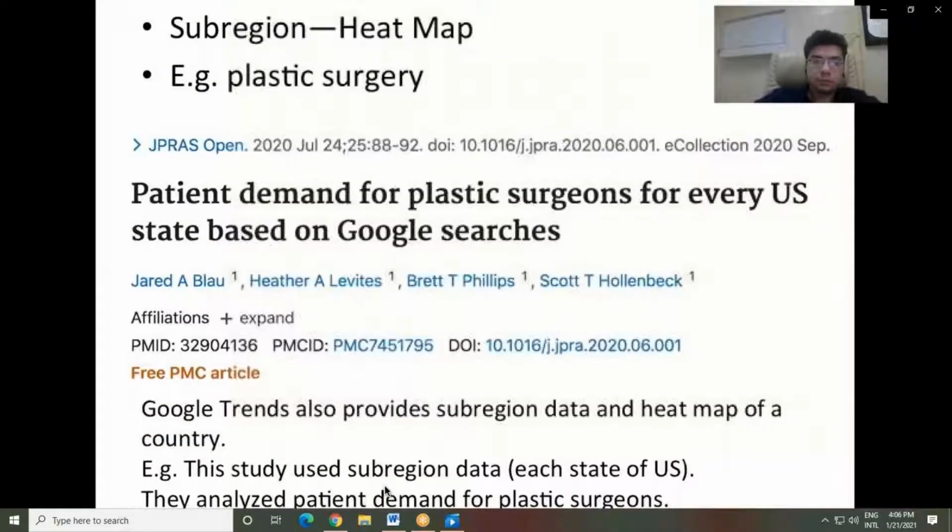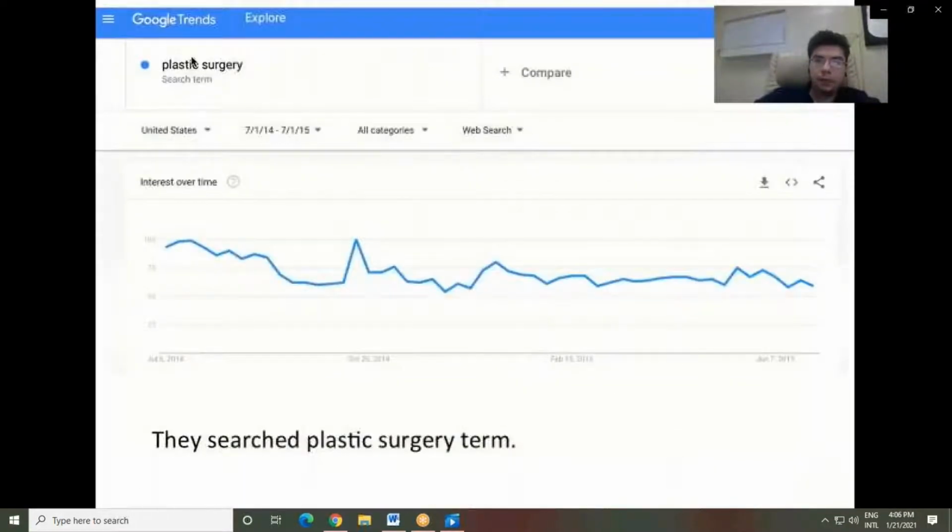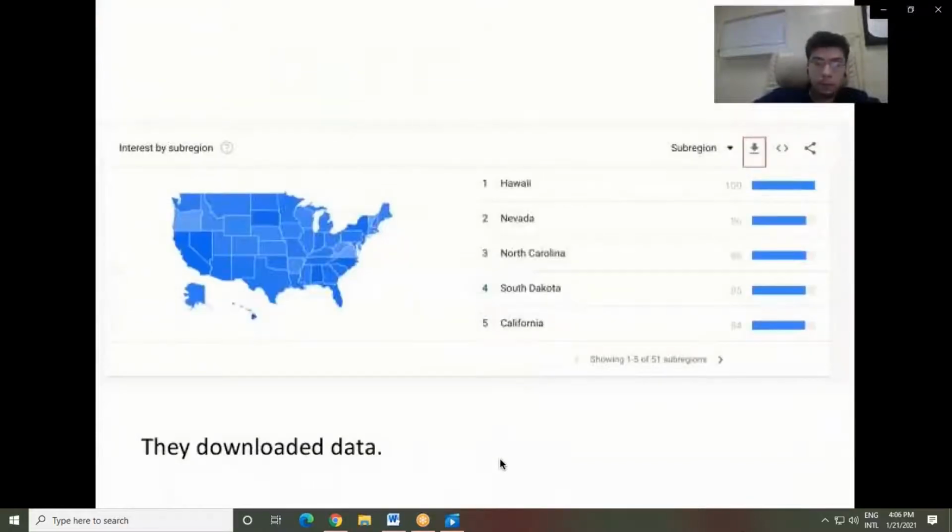Another piece of information that Google Trends can provide is the sub-regional data and heat map of a country. For example, this study, where they analyzed the patient demand for plastic surgeons in each state of the United States. What the investigators did was that they used the keyword plastic surgery team and put it on Google Trends. They then downloaded the data from each state of USA from here.